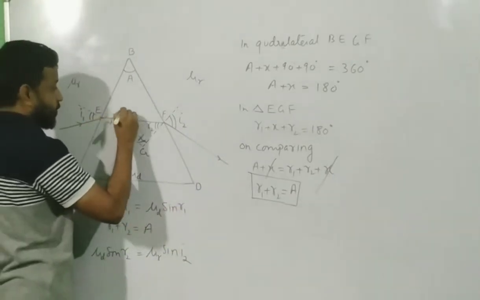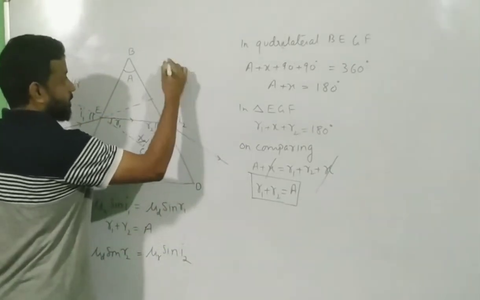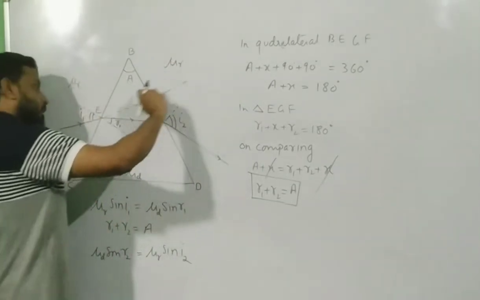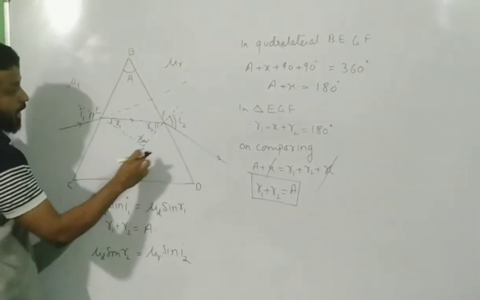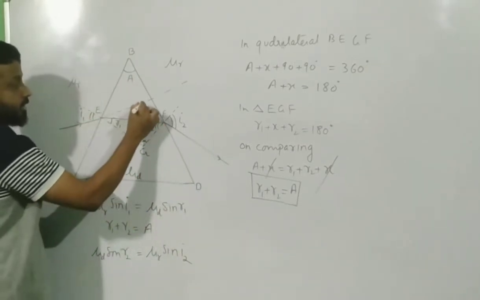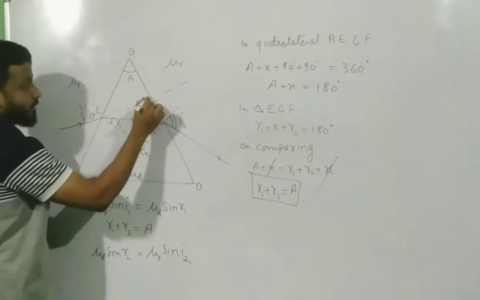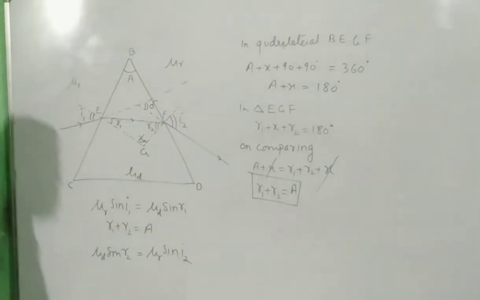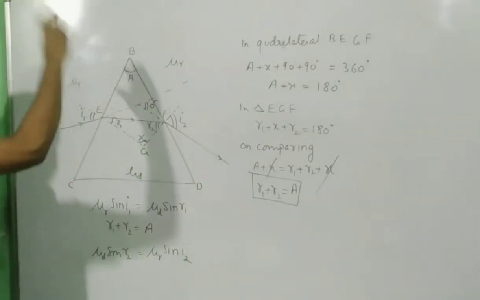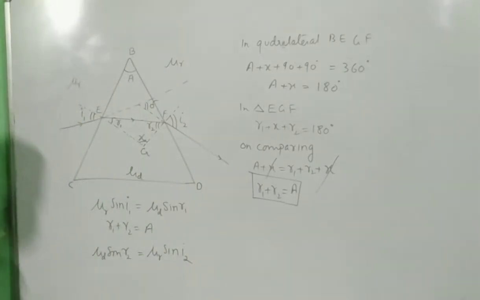So let me extrapolate this line. So this was the expected path the ray would have traveled, and finally it has come out in this direction. So let me extrapolate this backward. This angle is what I refer to as the angle of deviation. So the angle between the emergent ray and the first incident ray is the angle of deviation.